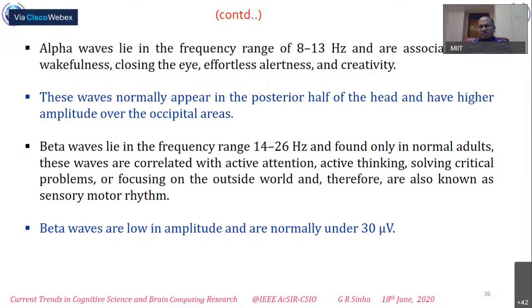The beta waves lie in the frequency range 14 to 26, found only in normal adults. These waves are correlated with active attention, active thinking, solving critical problems, or focusing on the outside world, and are also known as sensory motor rhythm. That is, in order to control some operation or movement, these beta waves are associated. These waves are low in amplitude, generally in the order of 30 microvolts or under. So amplitudes are very less. You can imagine if high amplitude electric signals were there, think about our brain, what will happen? It will just blast. Therefore, the signals have very low frequency and low amplitude as well.